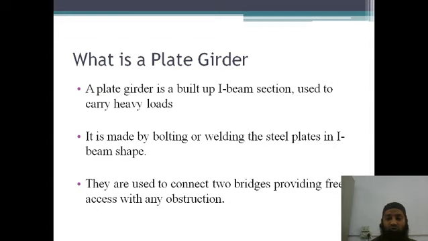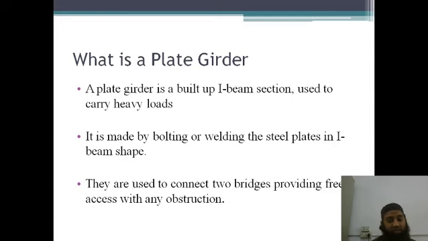They are used to connect two bridges, providing free access without any obstruction. So basically a plate girder is a structure which connects two bridges so that there is no obstruction in between. At some places where bridges have come up, but you still want to avoid some obstruction, you go for a plate girder.